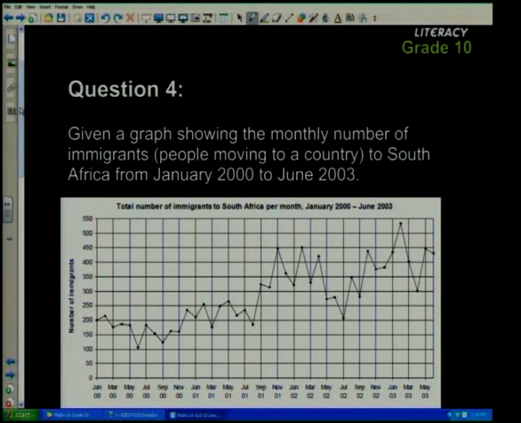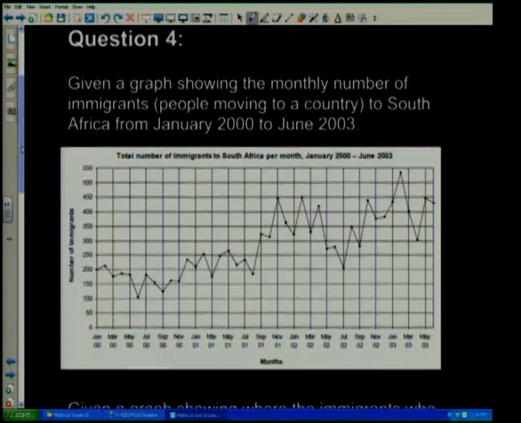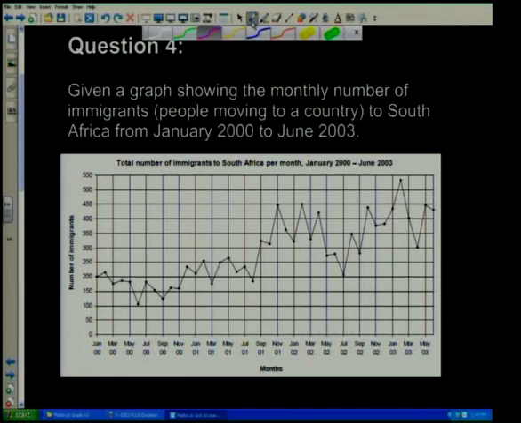So okay, let's move on to the next question. Question 4 says, given a graph showing the monthly number of immigrants, that's people moving to a country, to South Africa from January 2000 to June 2003. So what are we looking at here? Let's first interpret our graph. Our title says the total number of immigrants to South Africa per month, January 2000 to June 2003. And you can see on our axes we've got the number of months, January 2000 to, well, in actual fact, to June 2003.